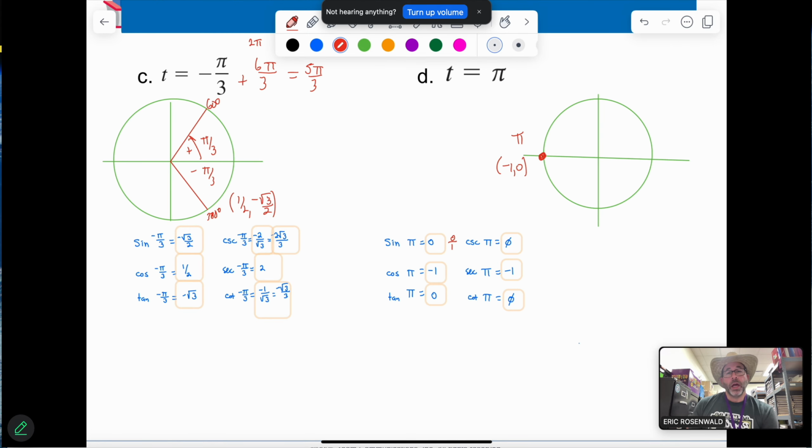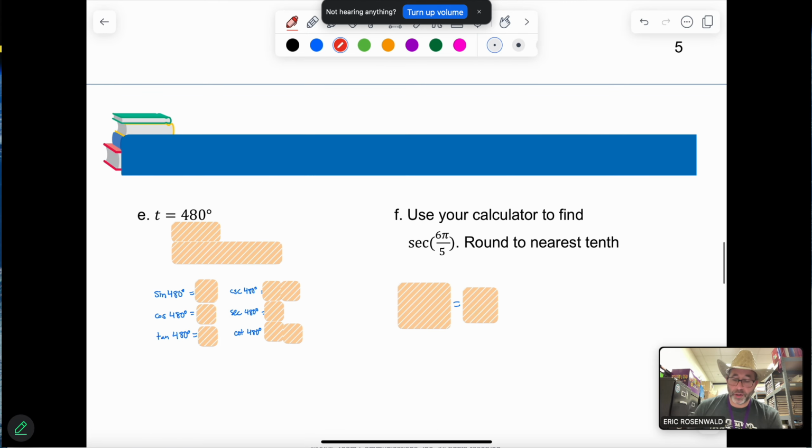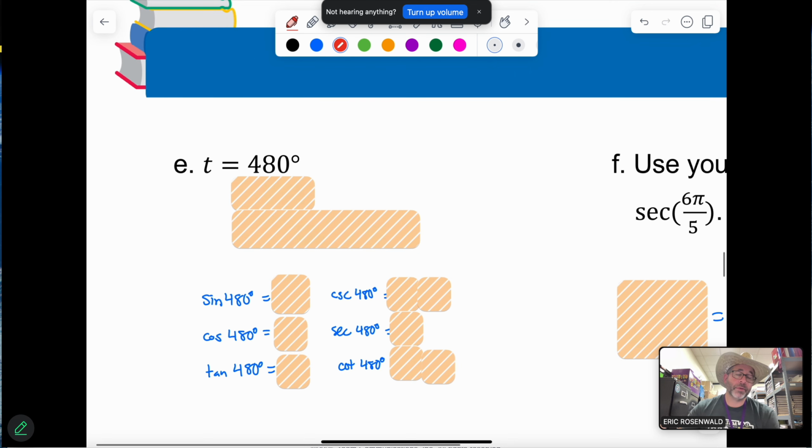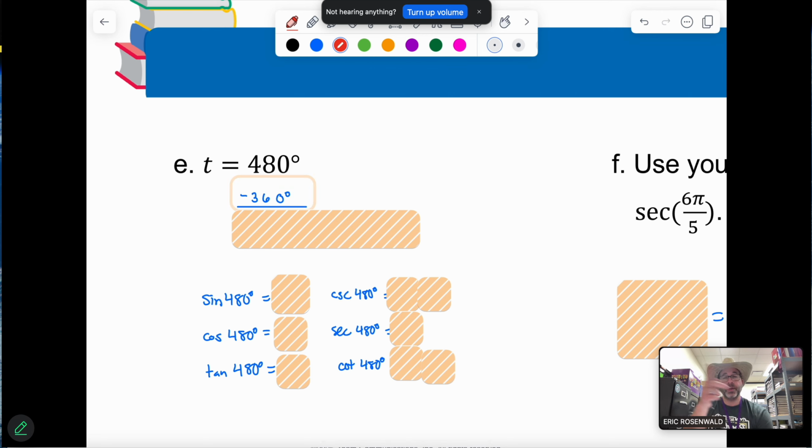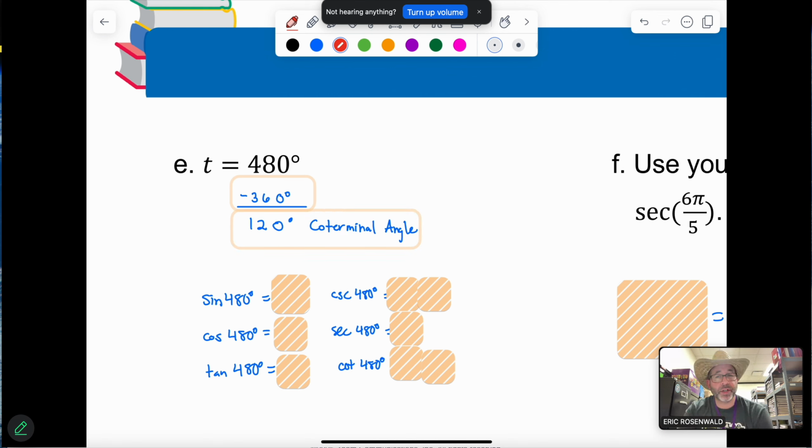Okay? All right, next one here, 480 degrees. So the problem with 480 degrees is it's not on my unit circle. So what do we do? Well, this is where we take away 360 degrees from it. We're going to take away one revolution of it, okay? And what that does is that gets us to 120 degrees. That's a coterminal angle. Remember that 480 degrees and 120 degrees are in the exact same location.